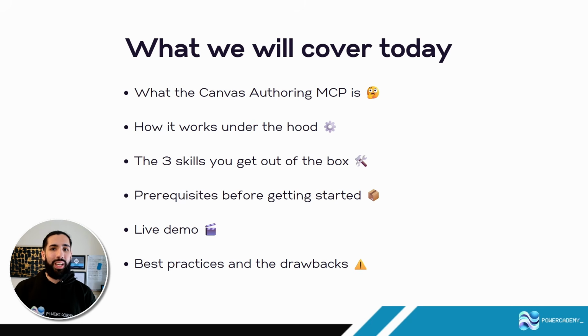So here's what we're going to cover today. We're going to go through what the Canvas Authoring MCP is, which is basically the tool that allowed me to build that application with AI. We're going to understand how it works under the hood. We're going to understand the 3 skills that you get out of the box with it. Prerequisites before getting started, so what you actually need before you can start working with this. We're going to go through a live demo as well of me actually using it. And then we're going to do a final slide on best practices and drawbacks.